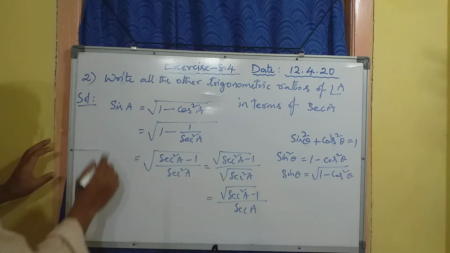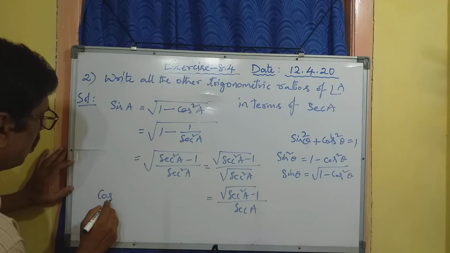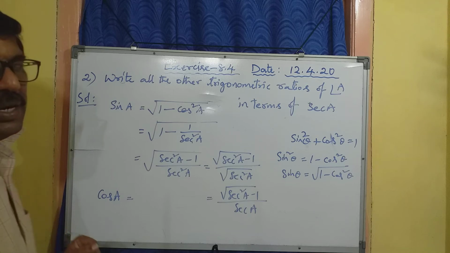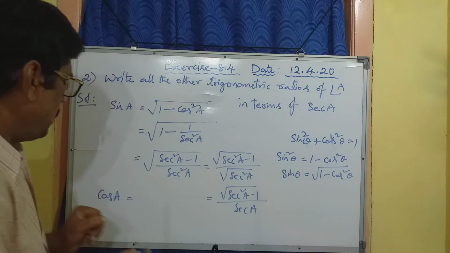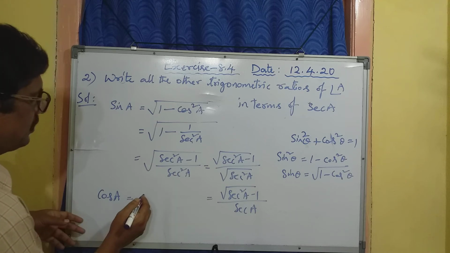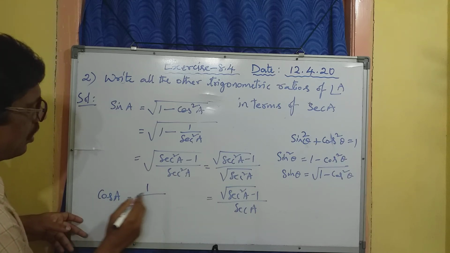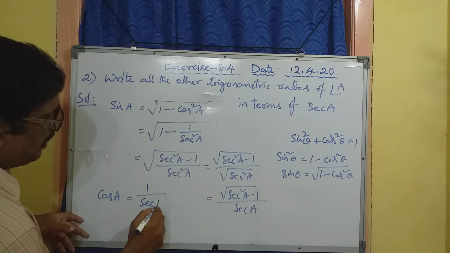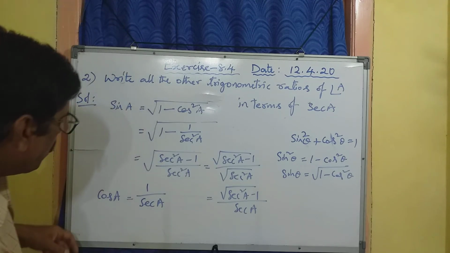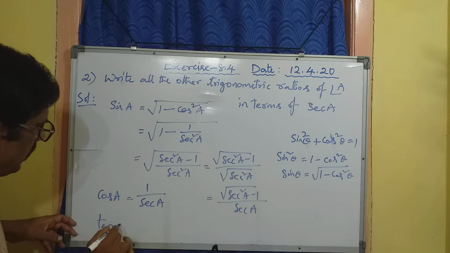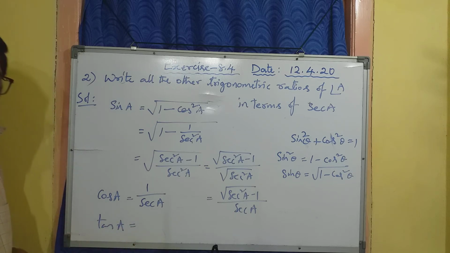Now let us convert cos A in terms of secant A. Now how can you write? What is the reciprocal of cos? The reciprocal of cos is secant. So we can write directly cos A as 1 by secant A. Okay.